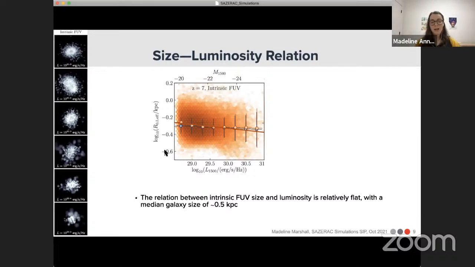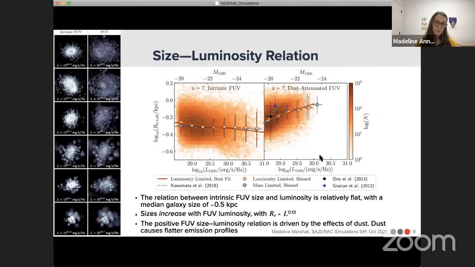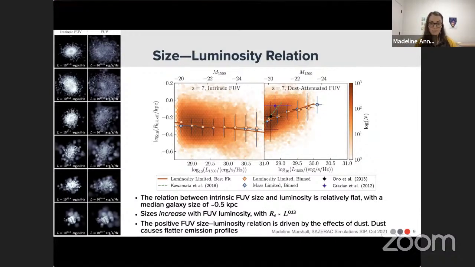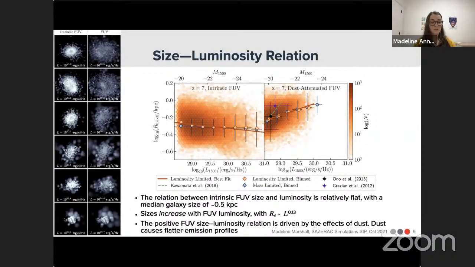So what happens when we include the effects of dust and consider the dust attenuated far UV images? Well, then we get something that looks quite different. Here on the left is, again, the half-light size as a function of luminosity. You can see that we've got a positive size-luminosity relation, with sizes getting larger for brighter galaxies. The only thing that's different between these 2 panels is the dust attenuation. This implies that the positive far UV size-luminosity relation is driven by the effects of dust.